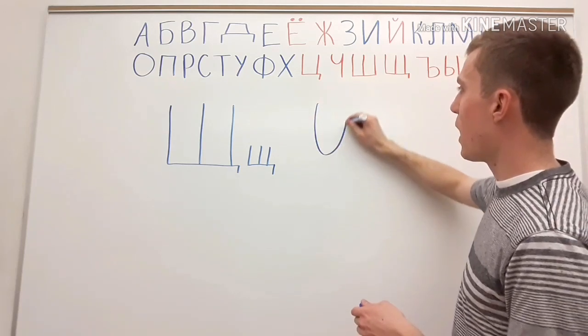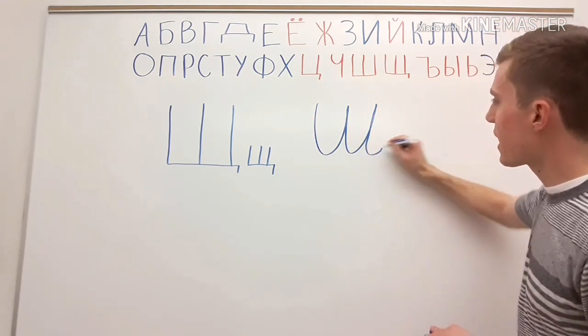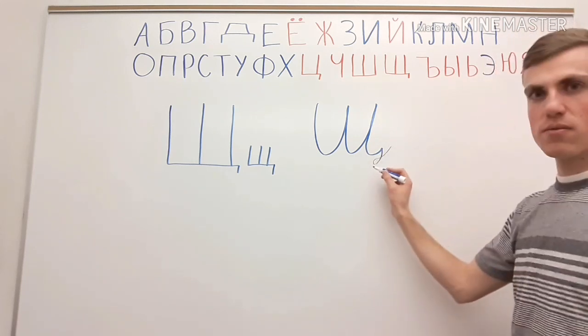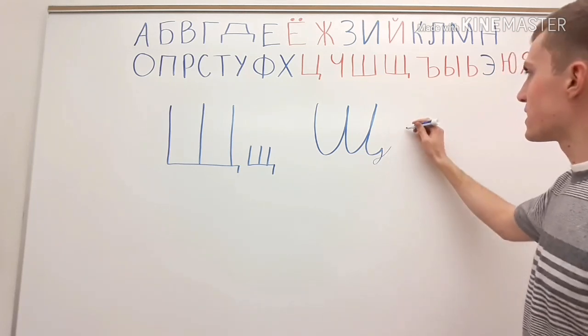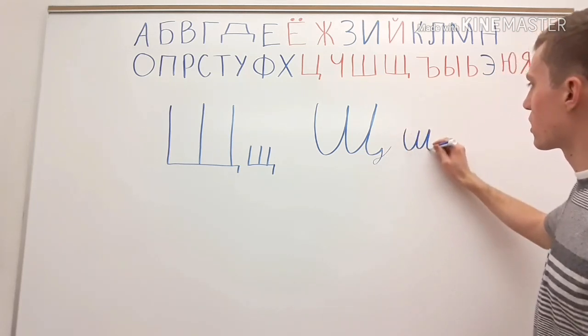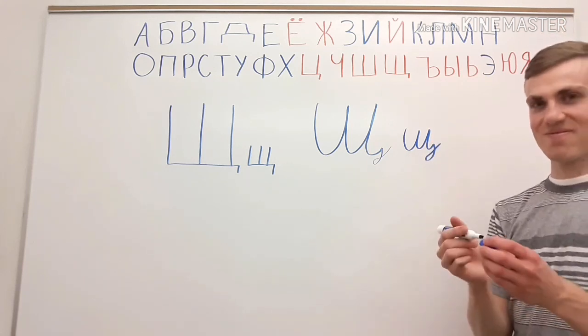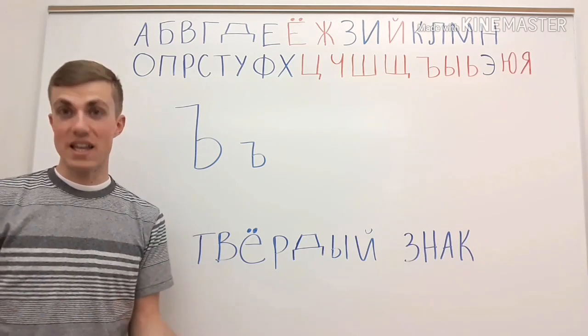You draw a loop up, then another loop up, go down, form a little tail like that, and then go down under the line and make a loop. That is how you make the tail for the sh, and it's the same for the lowercase, just smaller. So, just like that. The next letter is a letter that actually doesn't make a sound by itself.